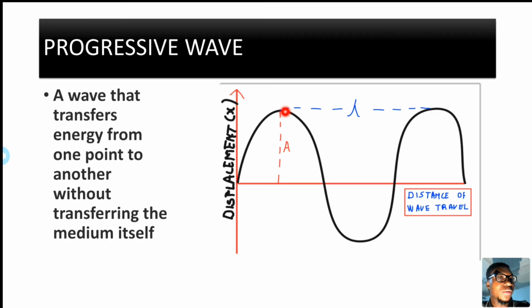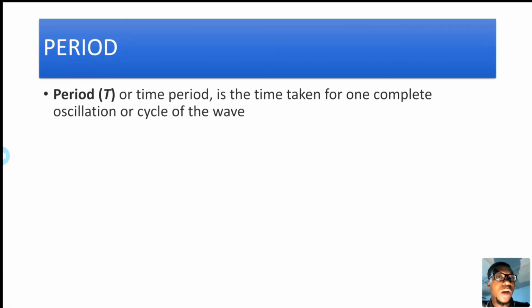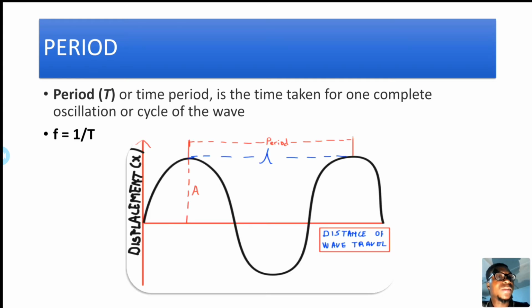So here the wavelength is from this crest to this crest. In some cases you might have waves that have two troughs, and here would be your wavelength. Okay, so let's talk about period. Period is the time taken for one complete oscillation or cycle. So from here to here, that's one complete oscillation. That's what we term as wavelength.